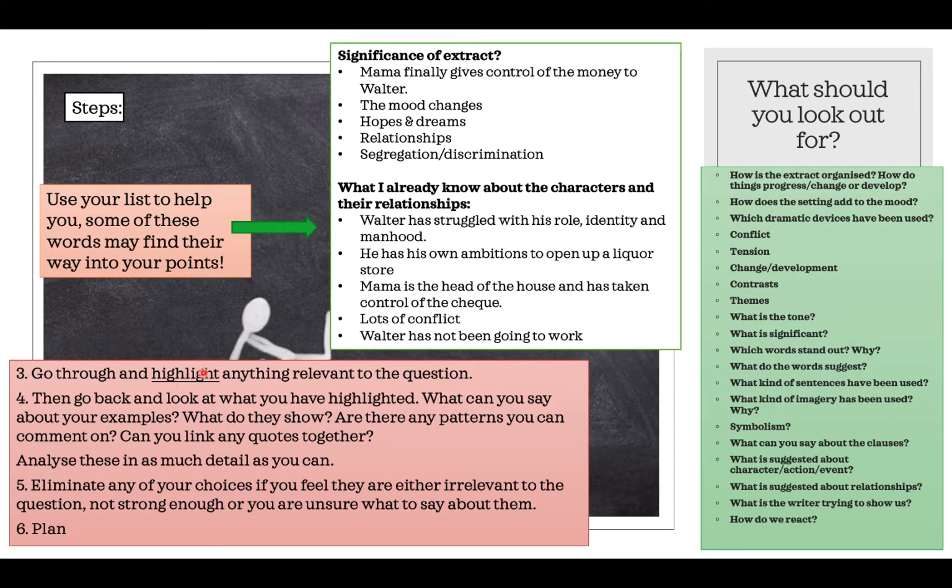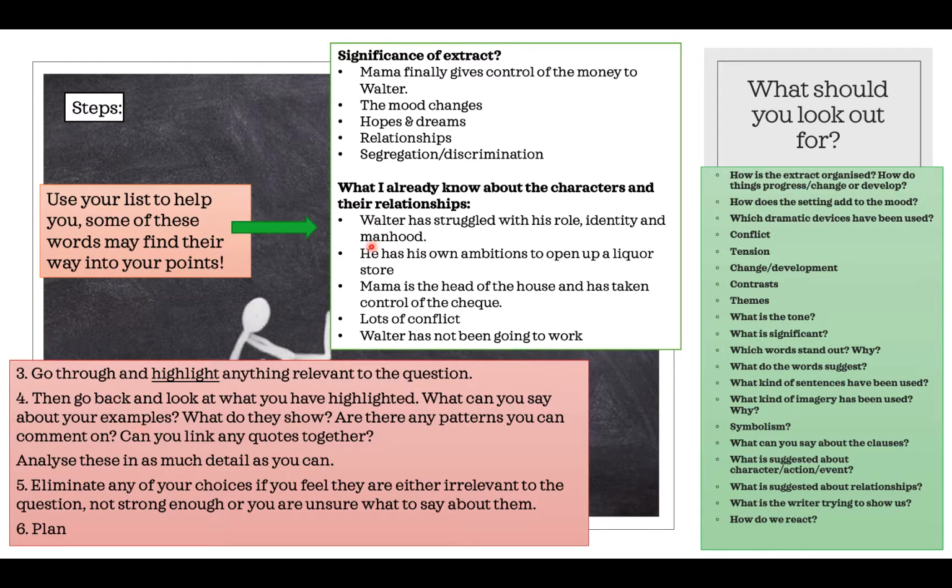So you go through and we're going to highlight anything that is relevant. Once you've done that, so you've initially gone through and highlighted, you may have highlighted quite a lot, you may not have highlighted so much. You then have a chance to go back and just either add more highlighting if you feel that you haven't got enough, but also just have a look at what you do have. So what is it that you can say about your examples?